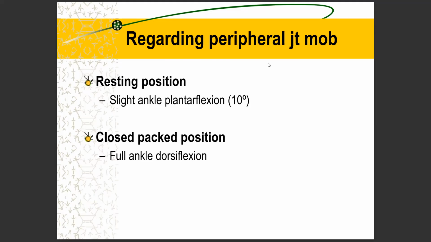बाकी जो जॉइंट्स हैं, रिगार्डिंग द पेरिफेरल जॉइंट मोबिलाइजेशन, रेस्टिंग पोजीशन जो है, दैट इज स्लाइट एंकल प्लांटर फ्लेक्शन अप टू 10 डिग्री, एंड द क्लोज पैक पोजीशन इज द फुल एंकल dorsiflexion. अच्छा, what we mean by the close pack position, that means when there is locking and it is very difficult to move the ankle joint and there is less movement, so that is known as the close pack position.